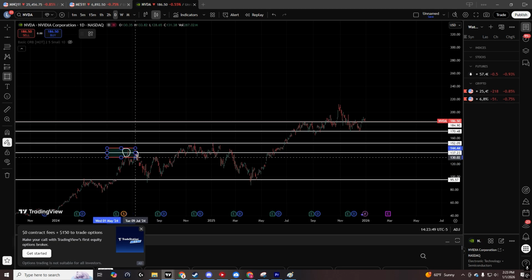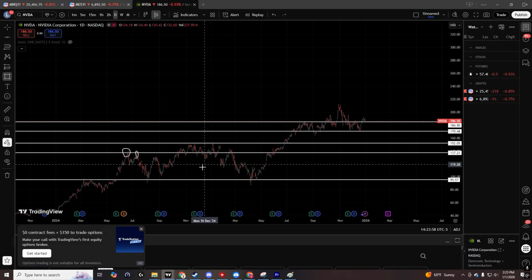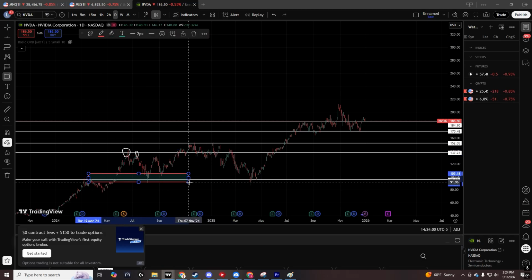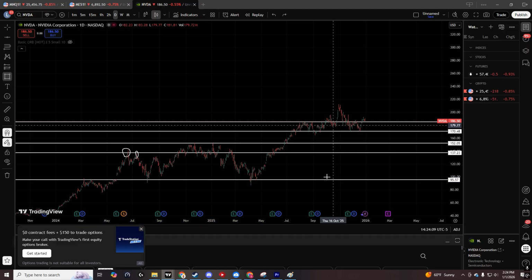So like this is the zone of the level. Anything within this zone can have a reaction, but generally we see the reaction at the level, right? So again, here's another example of the zone. Although the level is in the center, anything within the zone has a chance of reacting.